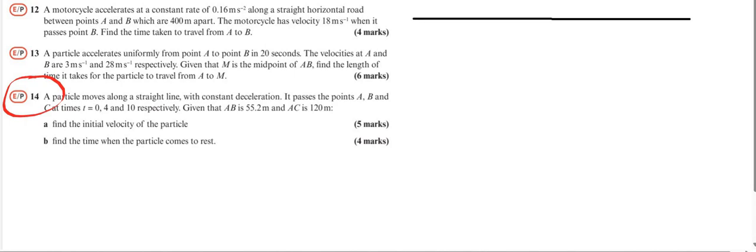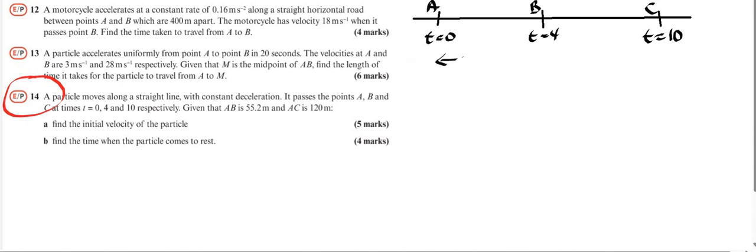So we want A, B, and C. It passes A at t equals 0, it passes B at t equals 4, and C at t equals 10. AB is 55.2 meters, and AC is 120 meters.